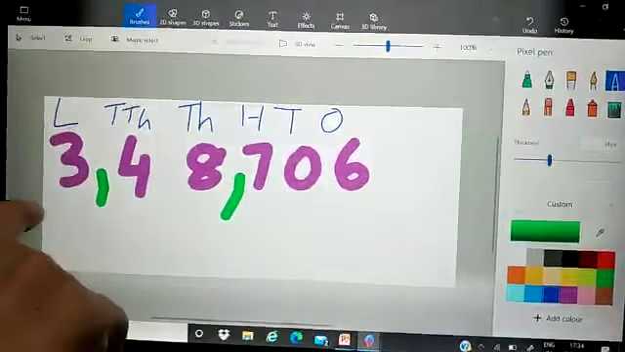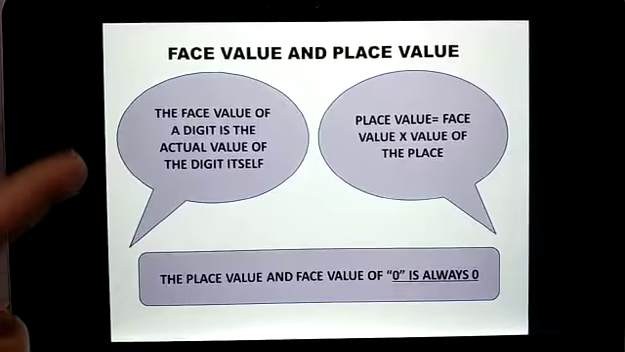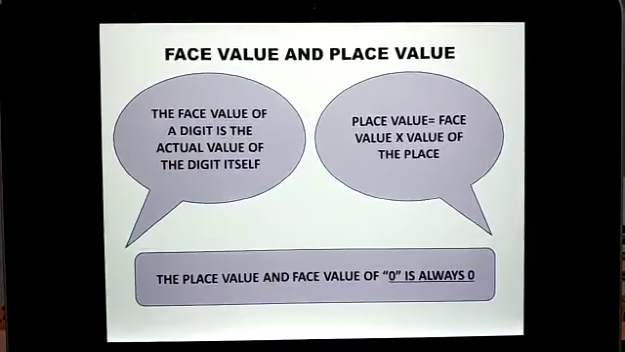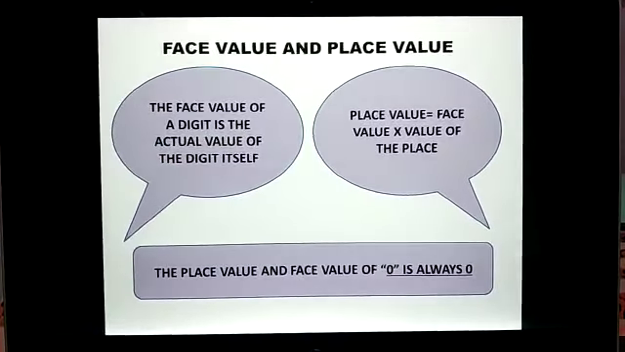That's all about the 5-digit and the 6-digit numbers. We come to the next topic, that is the face value and the place value. What is a face value? The face value of a digit is the actual value of the digit itself, so as it appears. But the place value of a digit is its face value multiplied by the value of the place. I'll show you through an example, but please remember this. And one more important thing to note is that the place value and face value of 0 always remain the same.